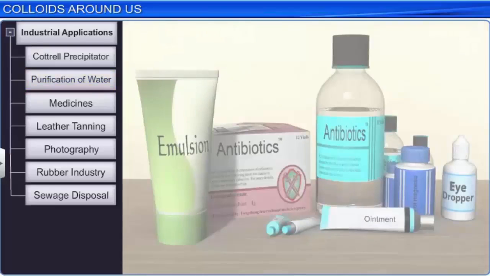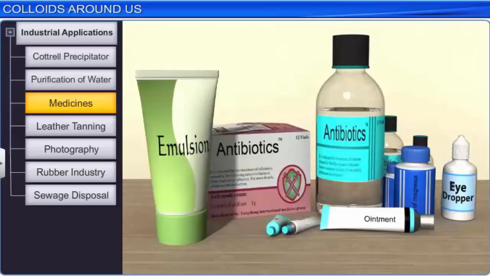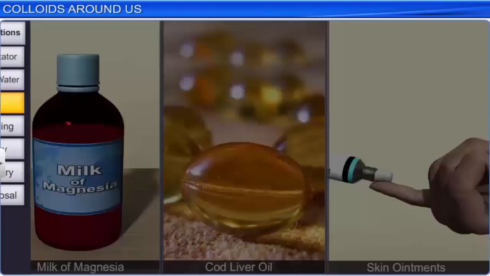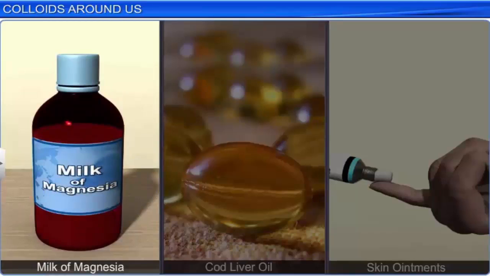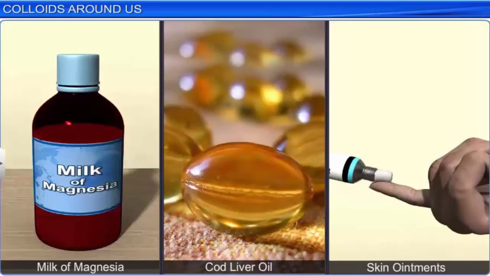Yet another application of colloids is in medicines. Colloidal medicines are more easily assimilated by the body system, as they can act over a large surface area. Therefore, they are more effective. It is for this reason that a large number of pharmaceutical preparations are emulsions. For example, milk of magnesia used for stomach disorders, cod liver oil and skin ointments are all emulsions.